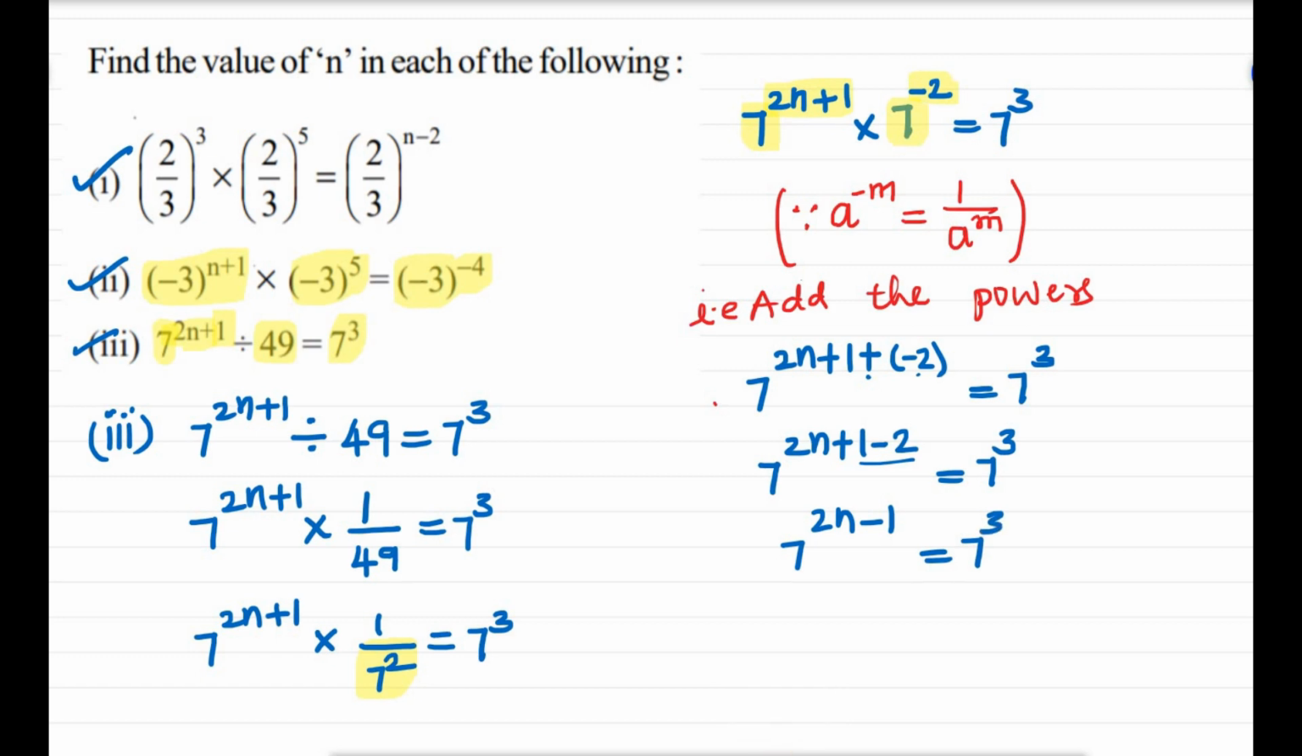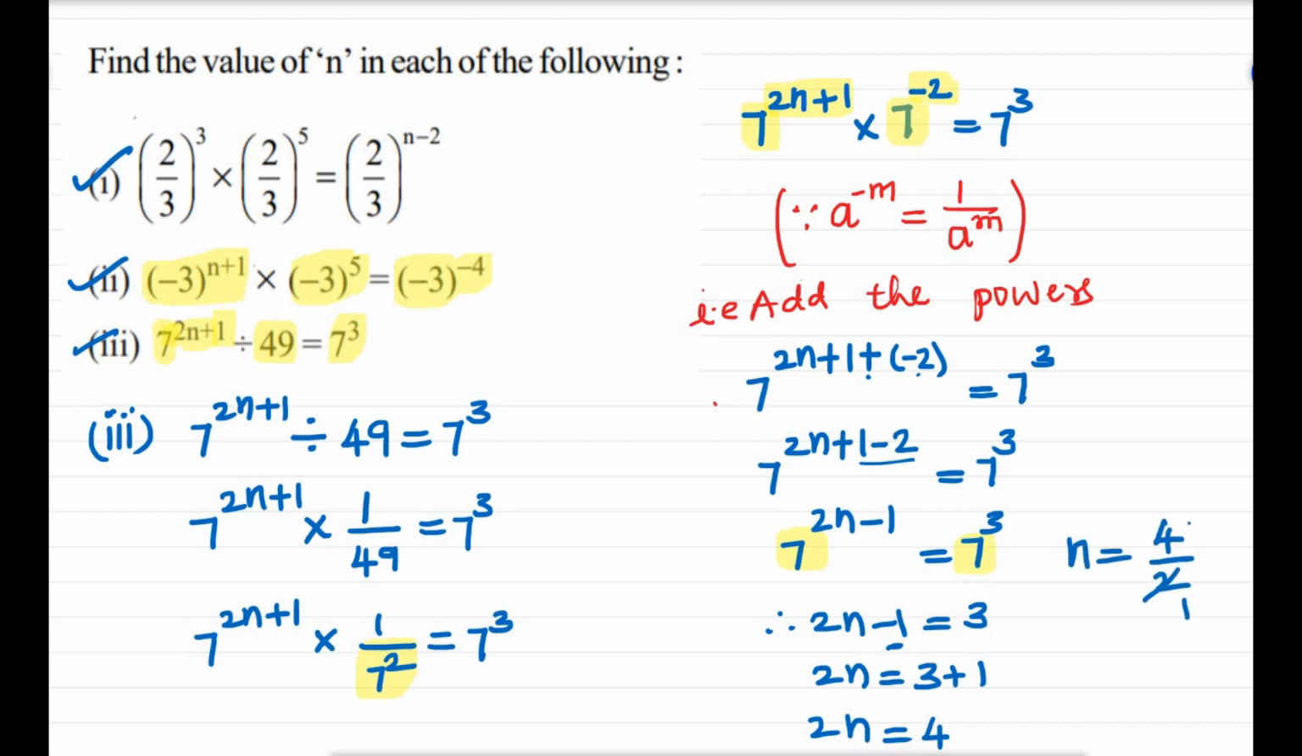Now use the previous rule: bases are equal, equate the powers. Therefore 2n minus 1 is equal to 3. So 2n is equal to 3, transpose minus 1 to the LHS side, that is plus 1. 2n is equal to 4. So from this we can write n is equal to 4 by 2, 2 times 1 and 2 times 2. So n is equal to 2.